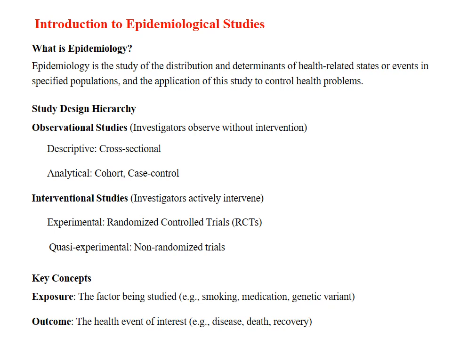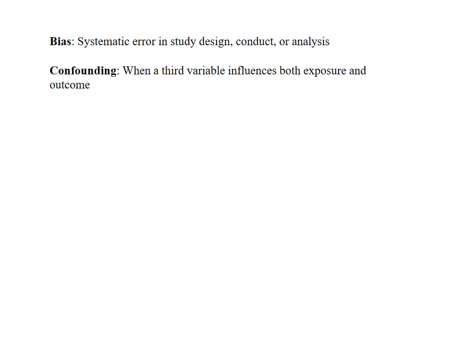The key concepts that we will cover in epidemiological studies are the exposure, the factor being studied, for example, smoking, medication, genetic variant, and you can add a lot of others related to your fields. The outcome is the health event of interest, for example, disease or death. And the bias is systematic error in study design, conduct, or analysis.